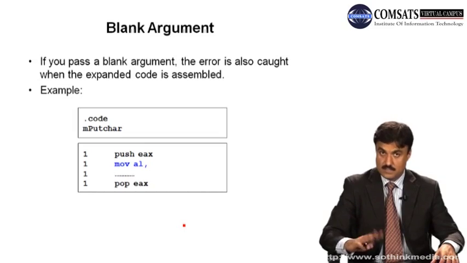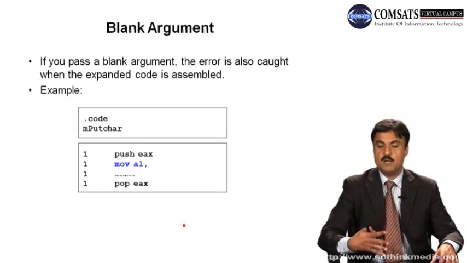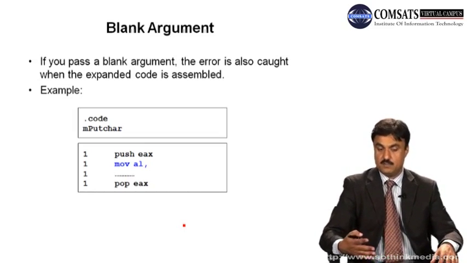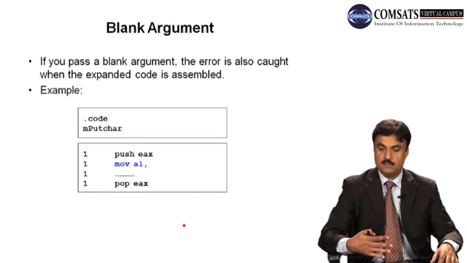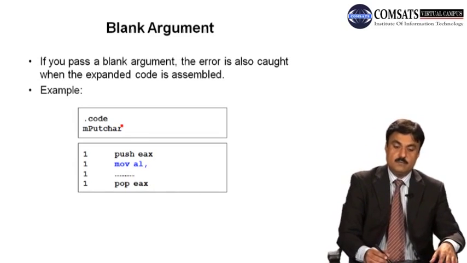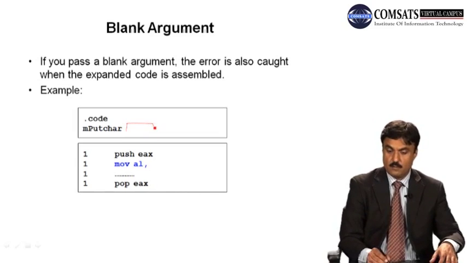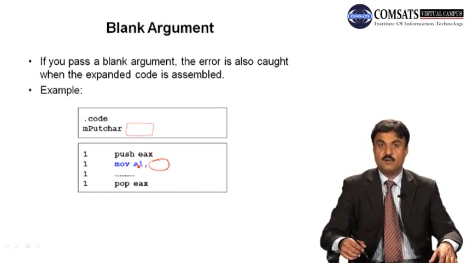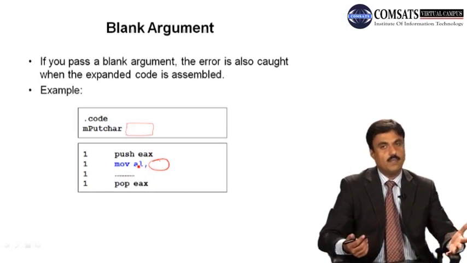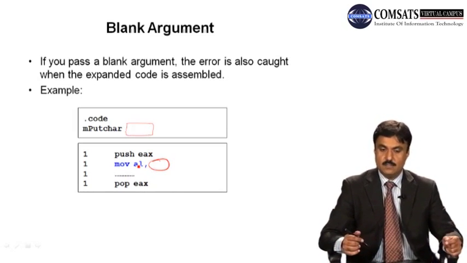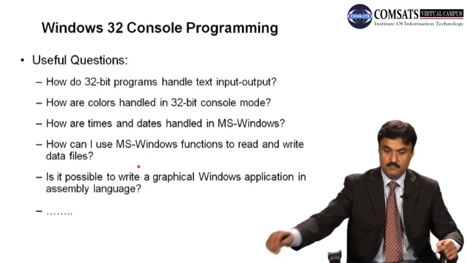Here, the same example. For example, if we do not pass any argument, or we pass a blank argument, even then the error is caught when the expanded code is assembled. The example is that we are not passing anything here. Actually, the value that we passed was going to be assigned to AL. But here, if we write mov AL, comma, nothing, and there is nothing there, in this case you will also get errors.